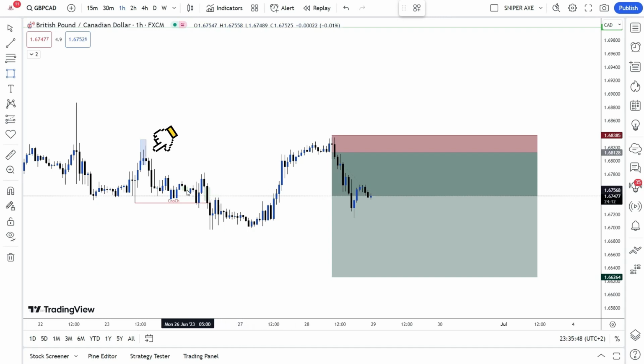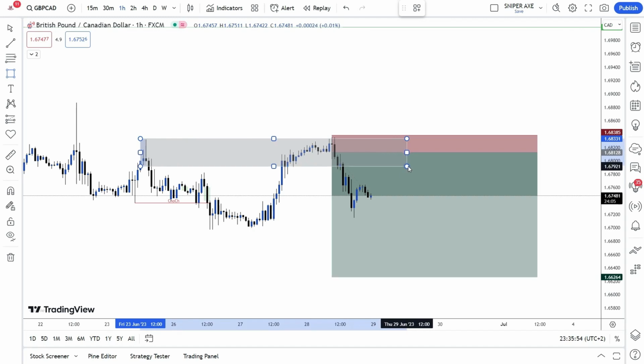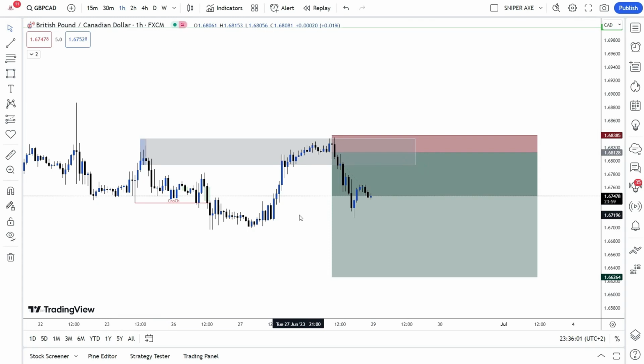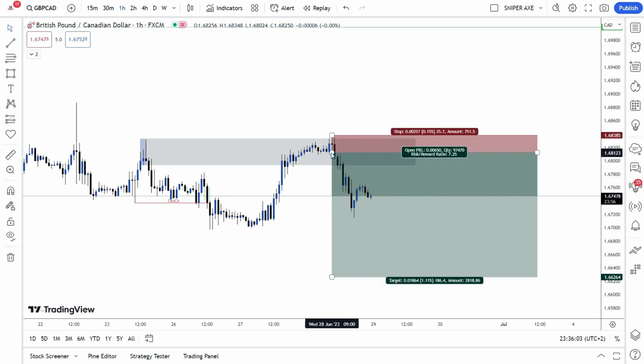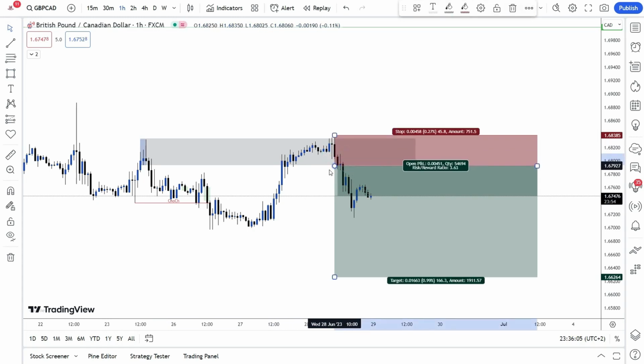There was also another imbalance there. Then it marked the order block of interest. So let me just stretch this zone that it marked as the order block of interest. Right away, I knew that my risk had to be within this range. This is my risk. But if you look at this risk with this order block, it is quite big, something like 45 pips.